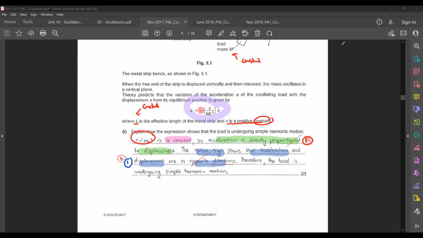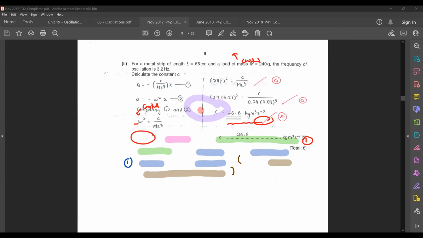So once you have those two, therefore the load is undergoing simple harmonic motion. You actually don't need to write this last statement here. You really only need to have the first two statements. Okay. So this one is for part one, right?